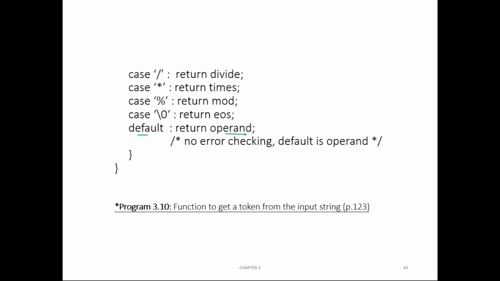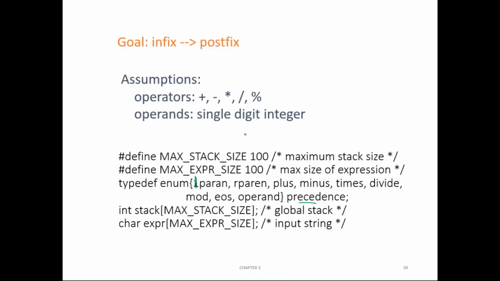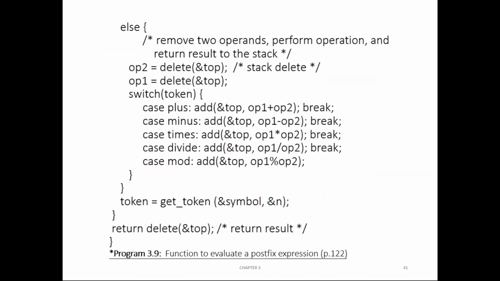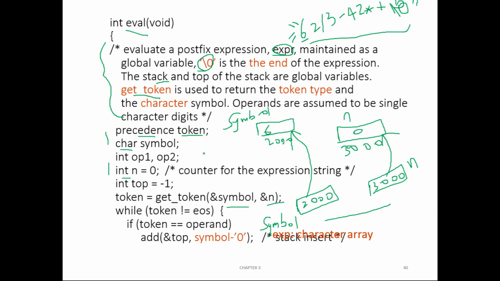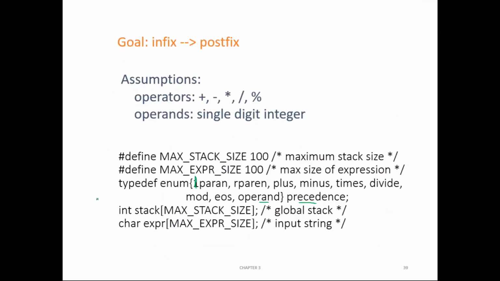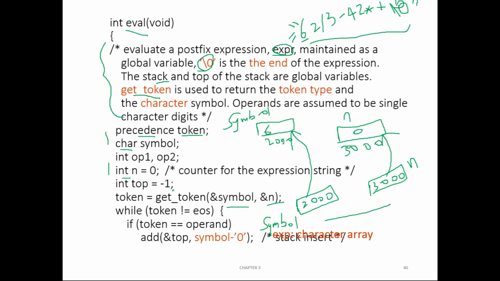Okay, operand is also something defined in our enumerated data type. Here you can see operand is also there. So now 6 is the operand, so the default case will execute and it will return operand, right? So token is equal to what? Token is a variable of type precedence. What is precedence? Precedence is the name of that enumerated data type. So now what is token? Now we know that it's an operand. That's all we know. So it returns that particular thing. It's an operand. That much we know.